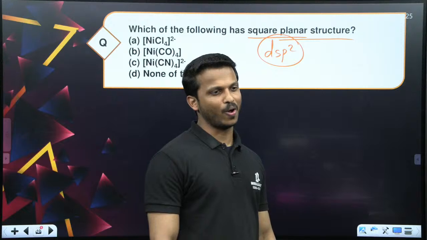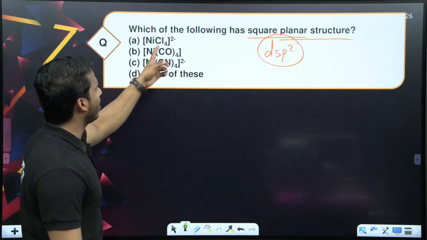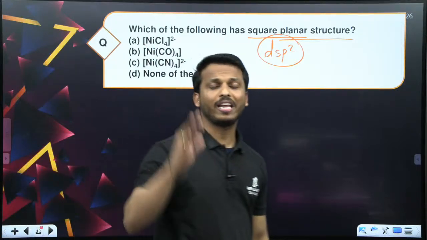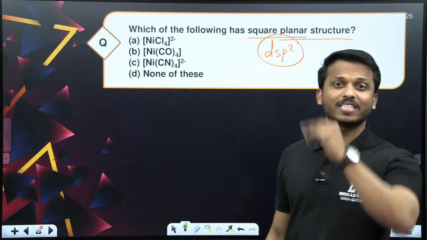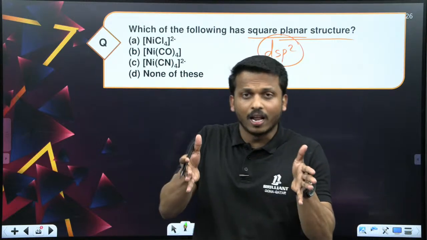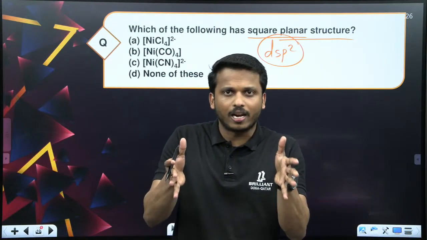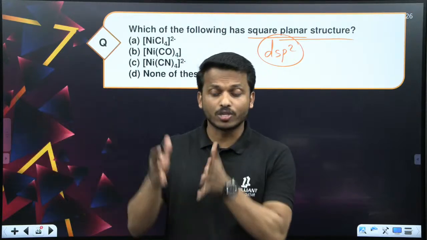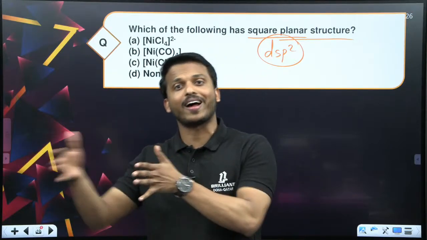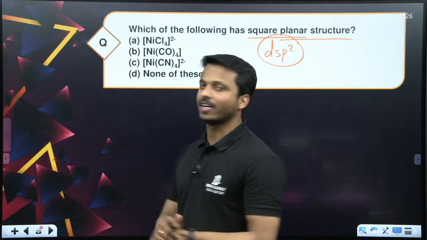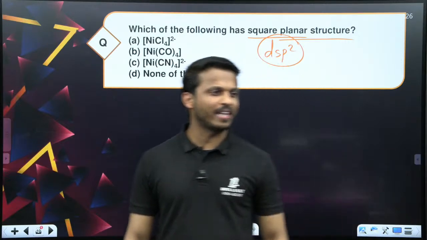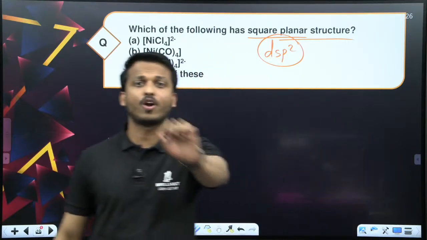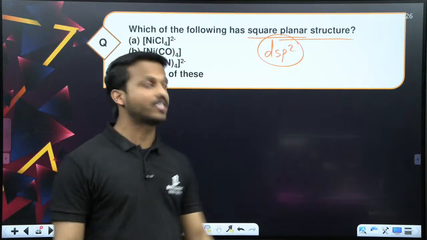Let me tell you, nickel, first option: chlorine is a weak ligand, so the d orbital electrons won't be free. So it will start from sp3. It will go to tetrahedral. So option A, we can cut it. Most of the students have given the answer. Manjunatha, Karthik, okay, all have given option C. Yes, option C is correct.